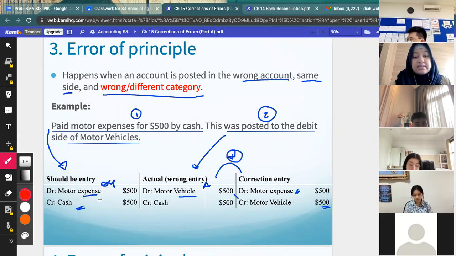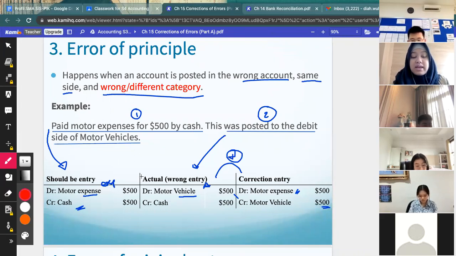Next, the second one. This was posted to the debit side of motor vehicle. Vehicle is an asset, expense is an expense. So what you actually did is motor vehicle in the debit side and cash in the credit side. It doesn't say anything in the second sentence that you made a mistake on the cash side, so we have to assume that the cash is correctly entered. So once again, motor vehicle in debit and cash in credit. Expense is wrongly entered as asset, a different category.